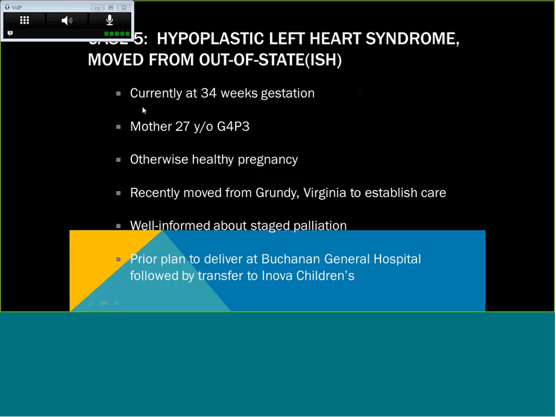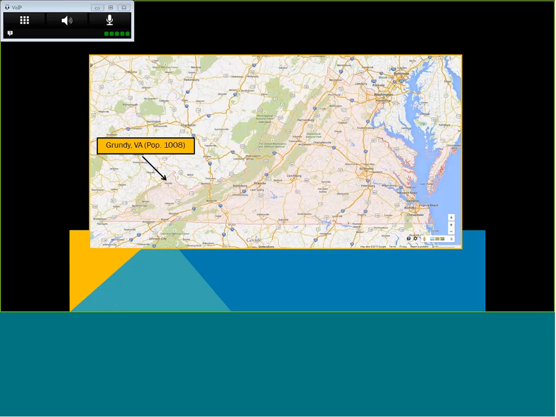This family came to us at 34 weeks gestation. The family already had a diagnosis of hypoplastic left heart syndrome from a pediatric cardiologist in more rural Virginia, Grundy to be specific. They were well informed already about staged palliation. They knew about Norwood, Glenn, and Fontan. Their plan was to deliver at Buchanan Children's Hospital, followed by transfer to Inova in Fairfax for ongoing care. So that's here, and we're over here, just to give you a sense of the distances involved.